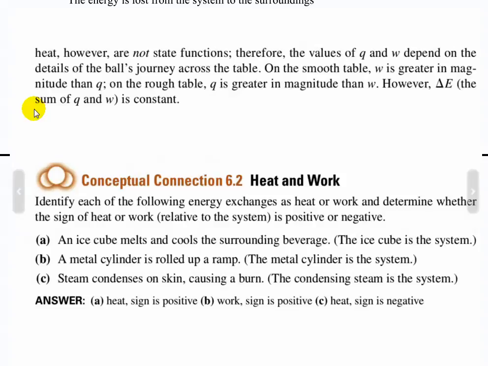Okay. In this case, let's think about what's happening to the metal cylinder. Does it have more potential energy at the bottom of the ramp or at the top of the ramp? At the top. So it's gained in energy, right? And it's gained that through work. So that means that the sign is positive. The cylinder has gained energy as you push it up the ramp. You've transferred energy from yourself to the cylinder by doing work and pushing it up the ramp.